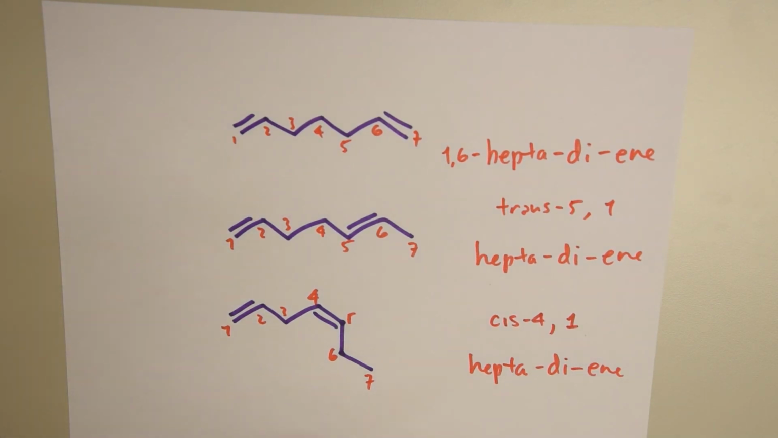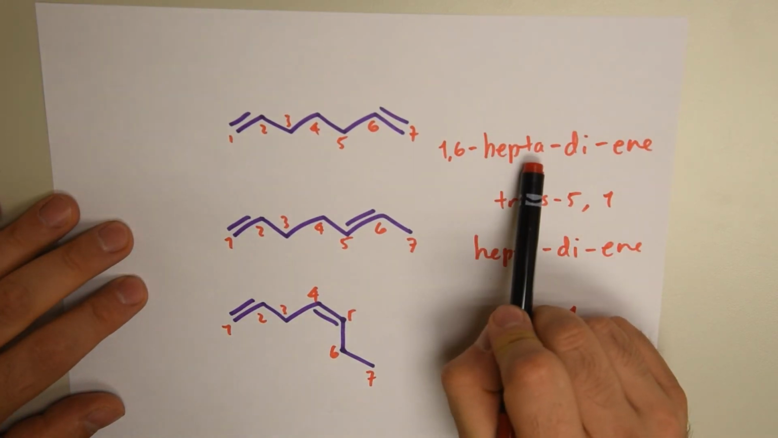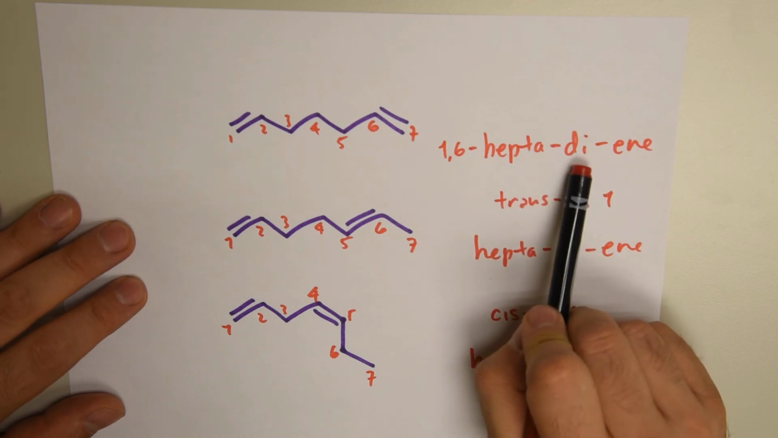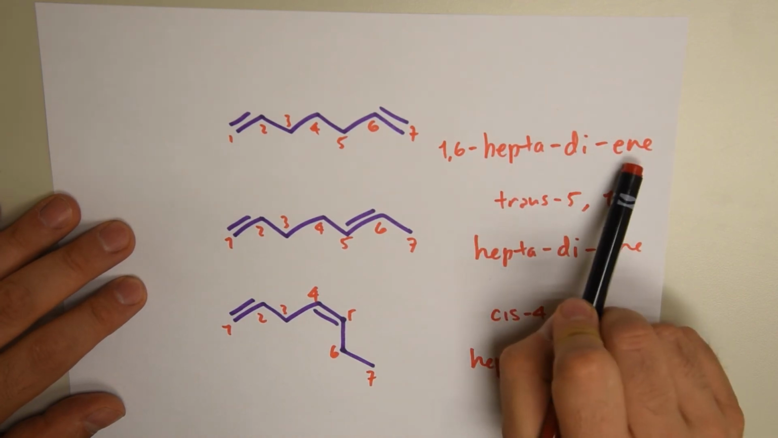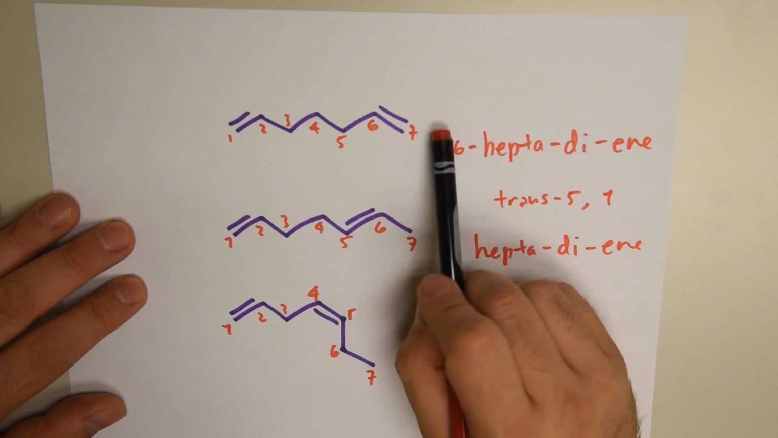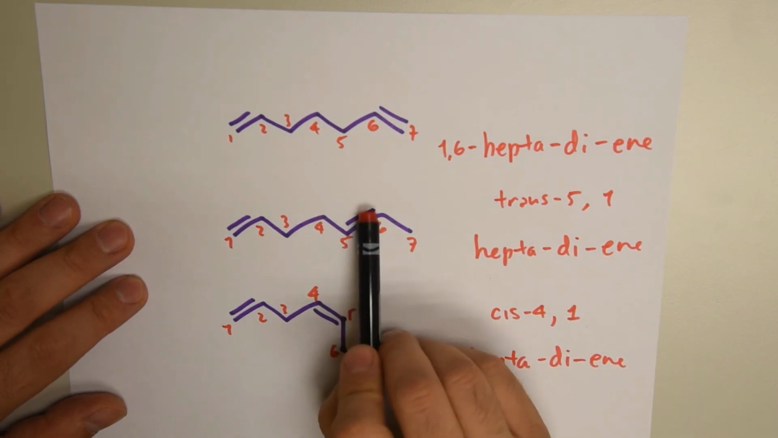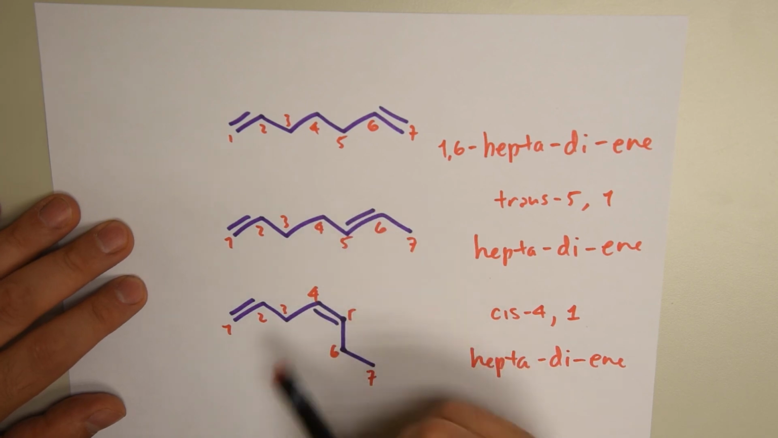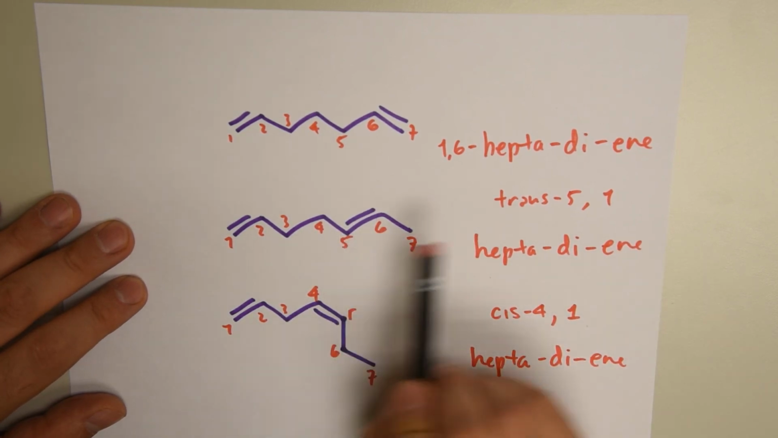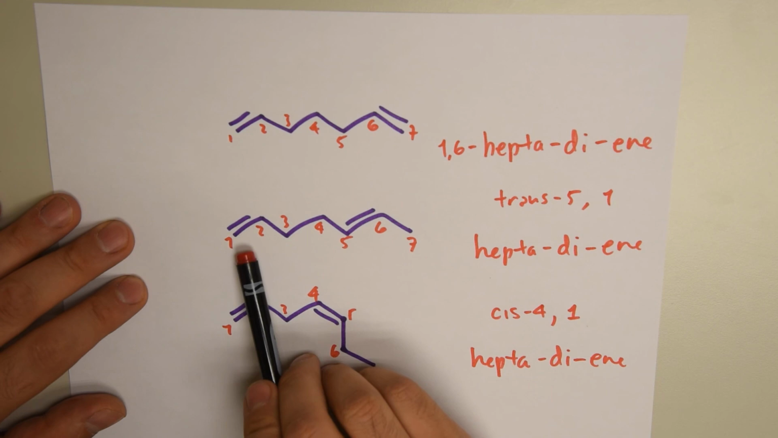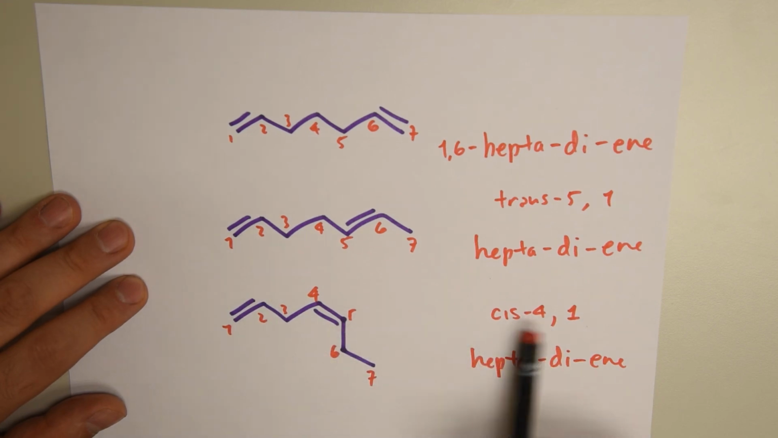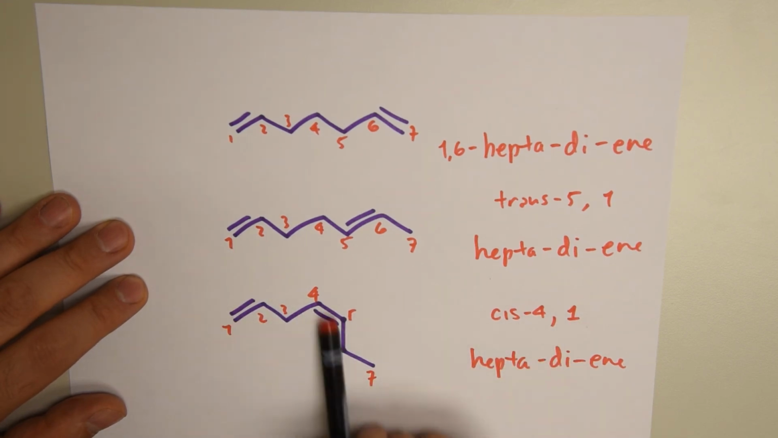Basically, to recap, we're counting the number of carbons, 7, the number of double bonds, ene, diene, 2 double bonds, and where those double bonds are. But in this example, the addition is also the shape of those double bonds. It's cis or it's trans. In this case, number 5 is trans, and number 1 is a regular bond. In this case, cis is 4, and number 1 is regular, heptadiene.